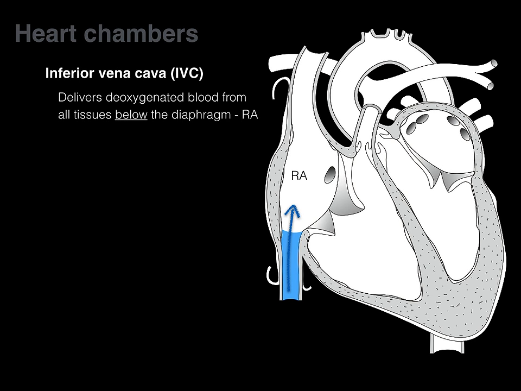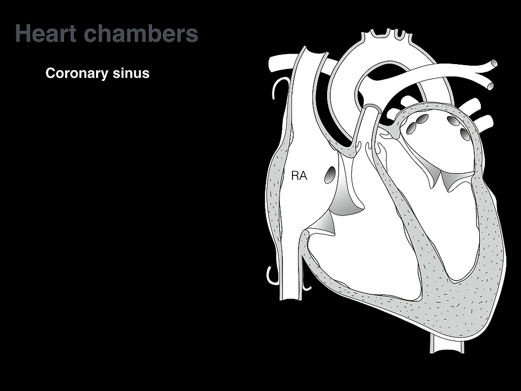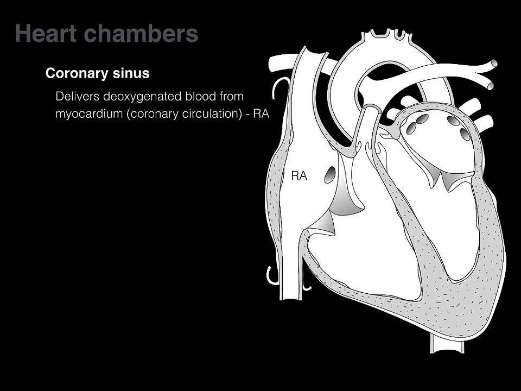In other words, all veins below the diaphragm, all the blood within all the veins below the diaphragm will eventually end up in the IVC. Then there's a structure called the coronary sinus. It delivers deoxygenated blood from the myocardium via the coronary circulation into the right atrium. And so there in blue is the opening of the coronary sinus. It delivers blood into the right atrium.